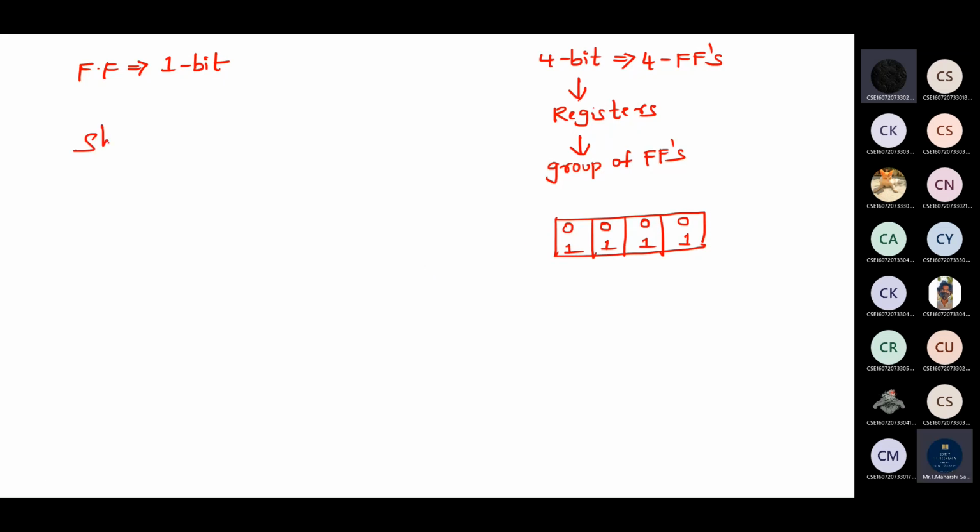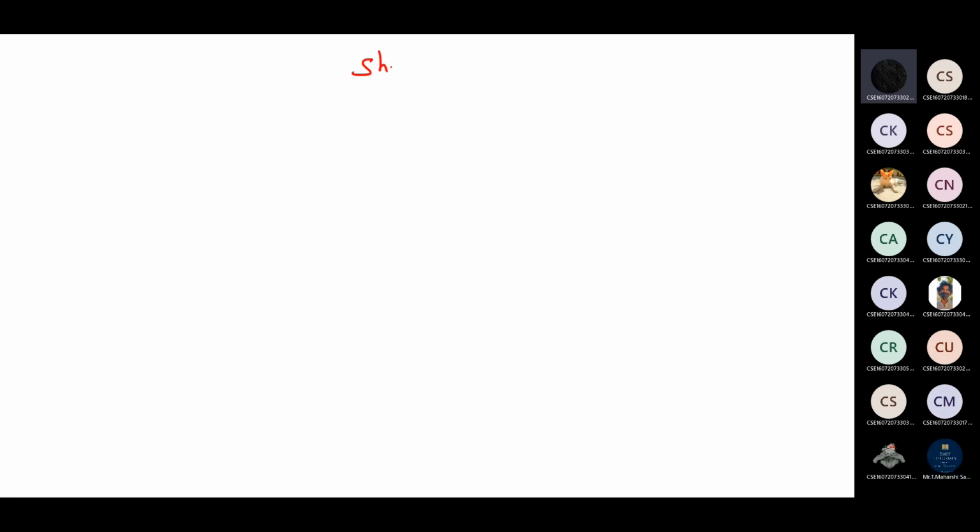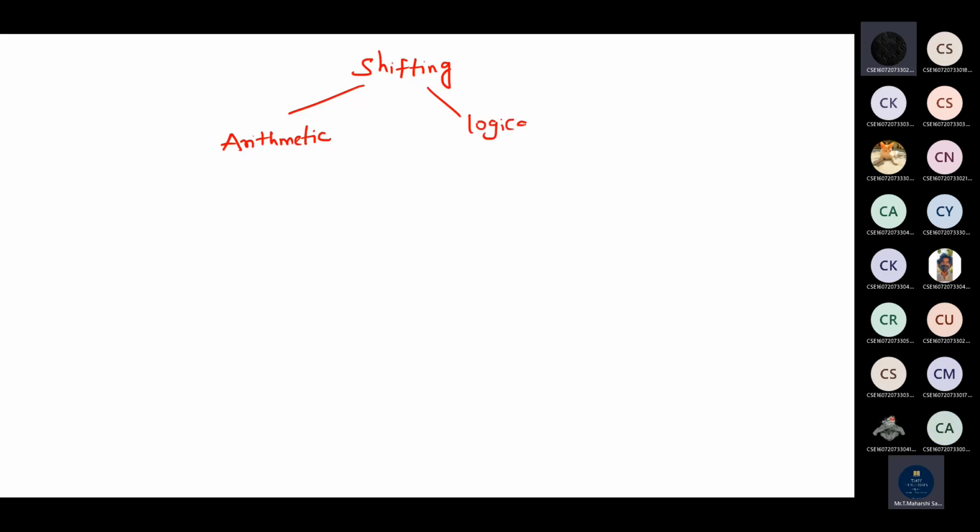But the thing that we need to understand is the shift register. Shifting means either we can do left shift or right shift. Let me show you what is meant by shifting. Generally the shiftings are classified into 2 types: one is arithmetic shifting and the next one is logical shifting. In arithmetic we can do arithmetic left shift and arithmetic right shift. Similarly, logical means logical left shift and logical right shift.